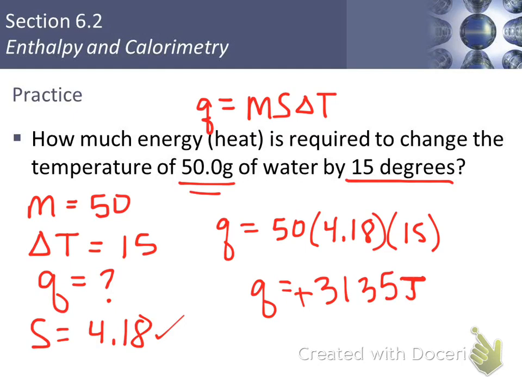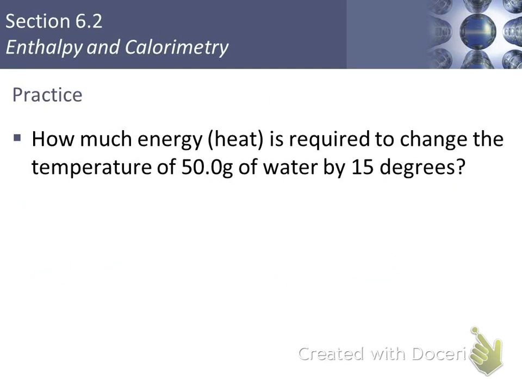Okay, questions about that? So the delta doesn't do anything in the comments? So when it says it changed 15 degrees, we don't have to do anything. But if it said it goes from 10 degrees to 25 degrees, then we would go 50 times 4.18 times 25 minus 10, and that would give us 15. You know what I'm saying?